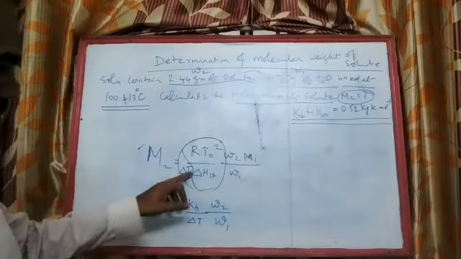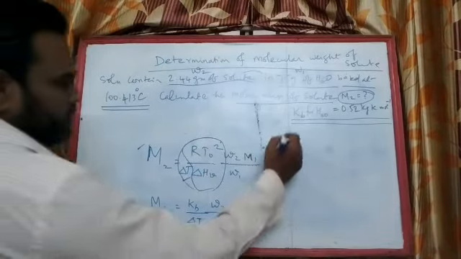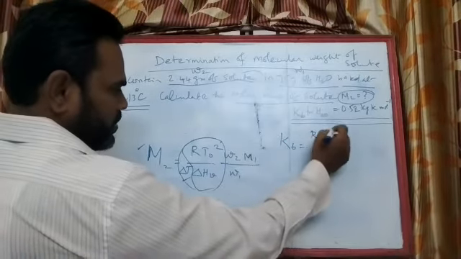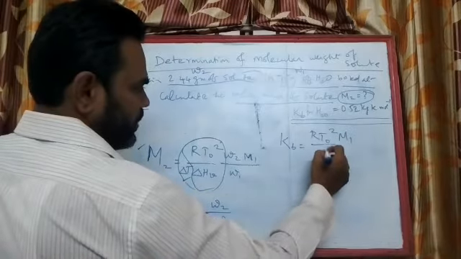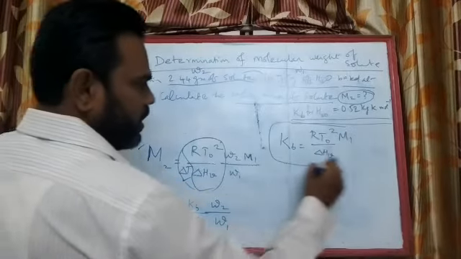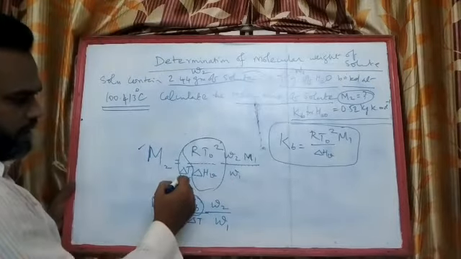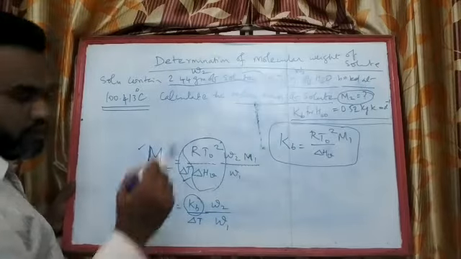Okay, this equation can be written with RT0 squared. So Kb in this equation is equal to RT0 squared M1 by delta HV. This is the molar ebullioscopic constant. So, remaining, delta T W2 by W1.